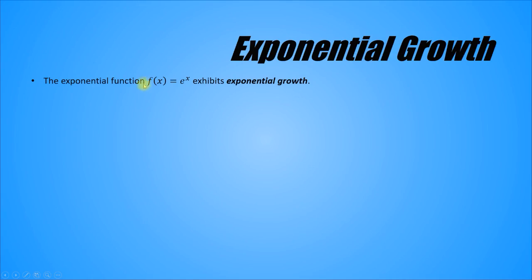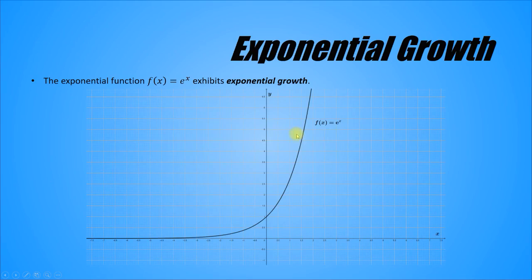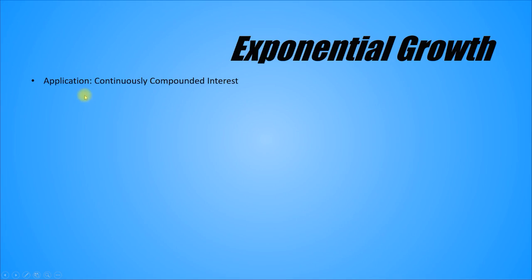The function f of x equals e to the x, so this is the exponential function with base e. It exhibits exponential growth. What does that mean? Well, here's the graph of f of x equals e to the x, and you can see that as x increases, that is, as we move to the right on the x-axis, the graph of this function shoots up very rapidly. That's exponential growth.